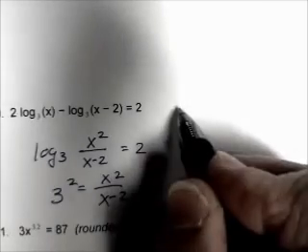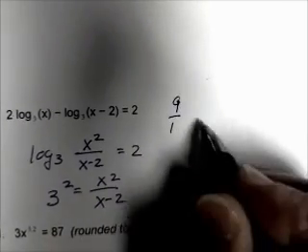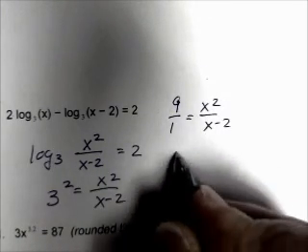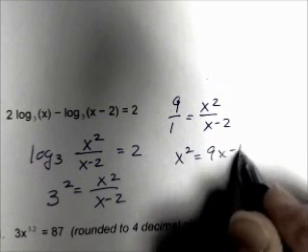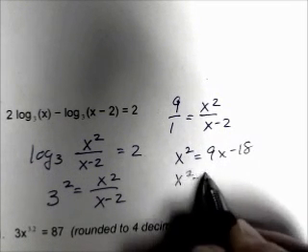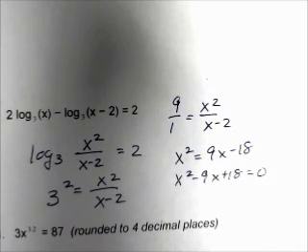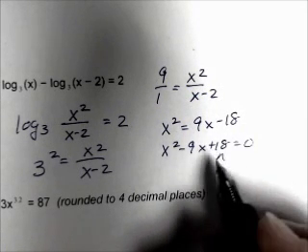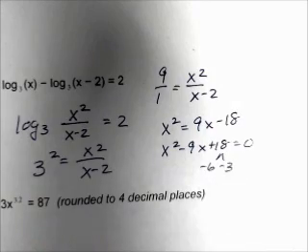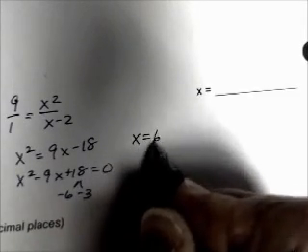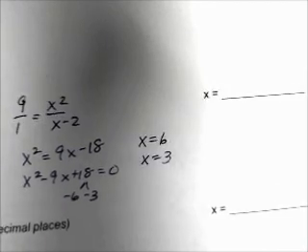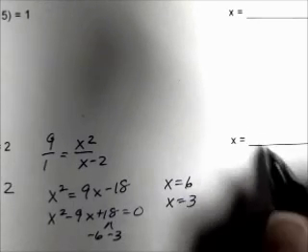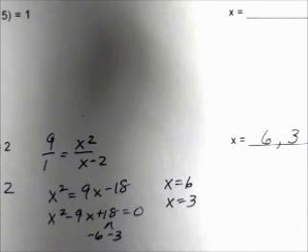3 squared is 9. I'm going to write that as 9 over 1, setting us up for a proportion. And now the cross products are equal, so x squared is equal to 9x minus 18. X squared minus 9x plus 18 is equal to 0, standard form here. The factors of 18 that add to negative 9 are negative 6 and negative 3. So our solutions would be just the opposite, positive 6 and positive 3. Positive 6 is okay, also positive 3. So we have two solutions, x equals 6 and x also equals 3.